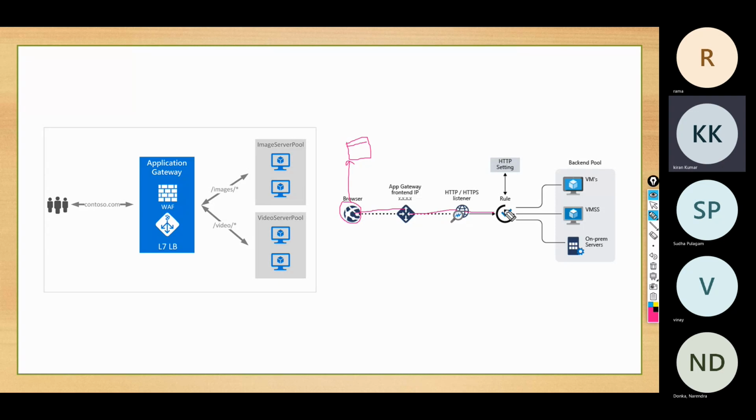So here a rule is available. What type of rule, multi-site hosting or path based routing? Whichever rule we created, accordingly it will check it and route the traffic to that particular backend pool. So totally, this is the way it will happen, guys.